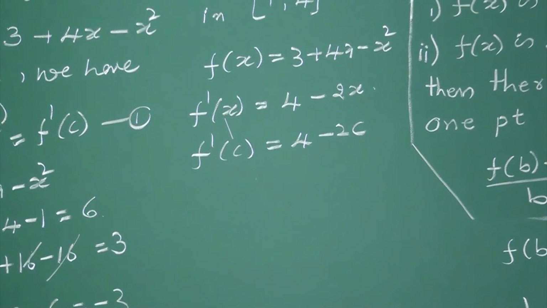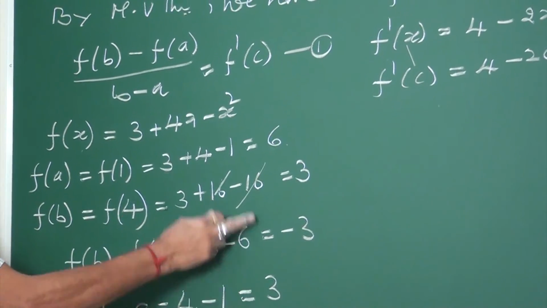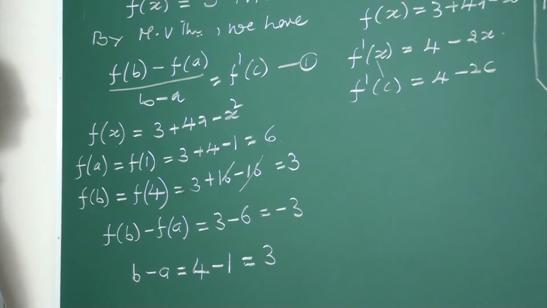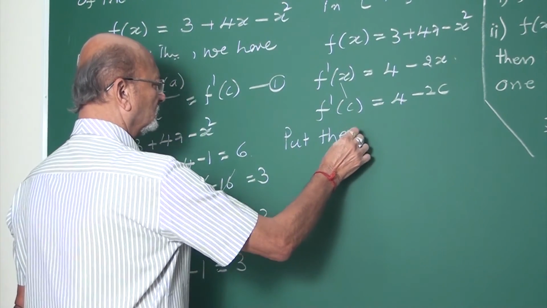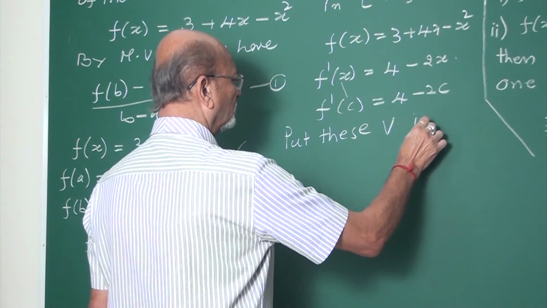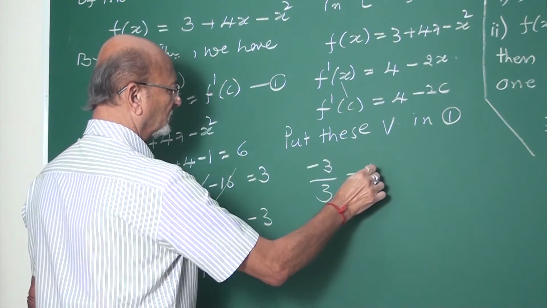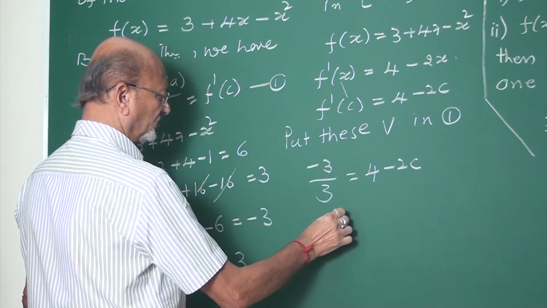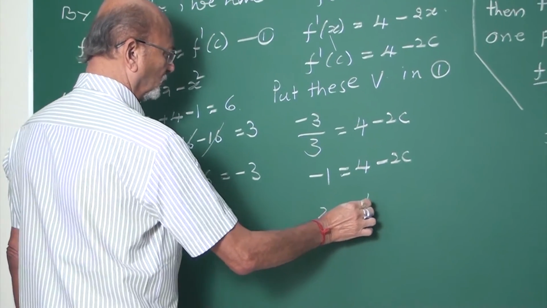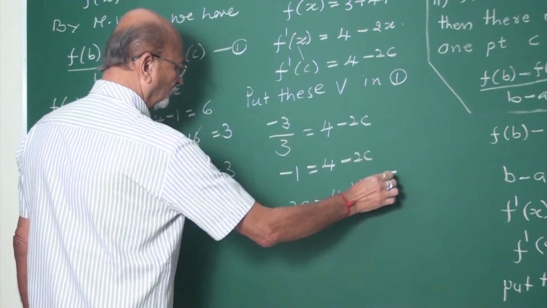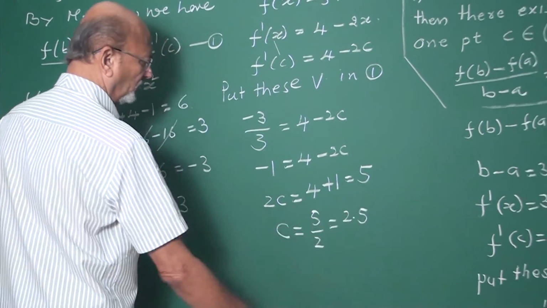Substitute these values in 1. Numerator is minus 3 plus 3, denominator 3, right-hand side 4 minus 2c. It is minus 1 equal to 4 minus 2c. This side, 2c equal to minus becomes plus, which is 5. What is the value of c? 5 by 2, which is 2.5.